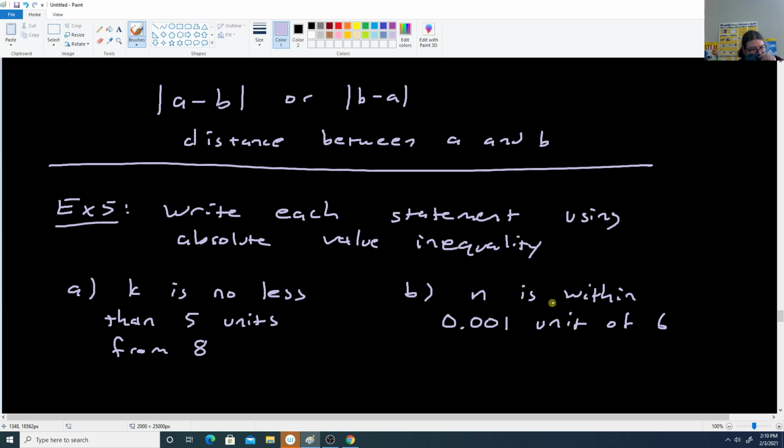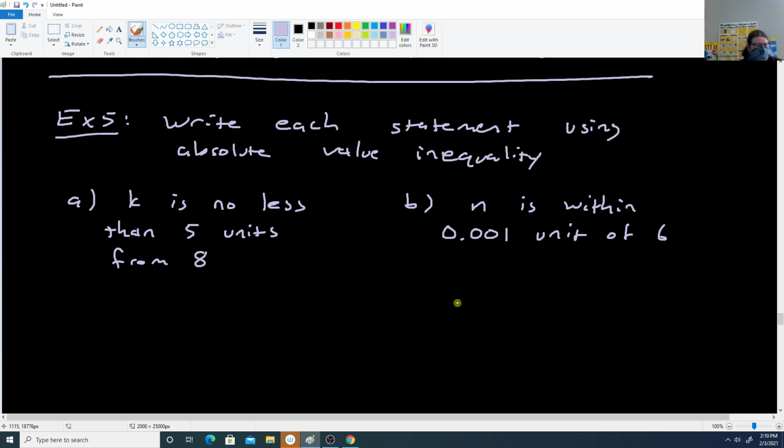Okay, so k is no less than 5 units from 8. We're talking about the distance k is away from 8. And then we have to think about, what does it mean by no less than 5 units? Well, if you're not less than 5 units, you could be 5 units, or you could be greater than 5 units. So this is basically saying the distance between k and 8 is always bigger than or equal to 5 units, so it's never less than 5 units. So that'll be our answer to part A.